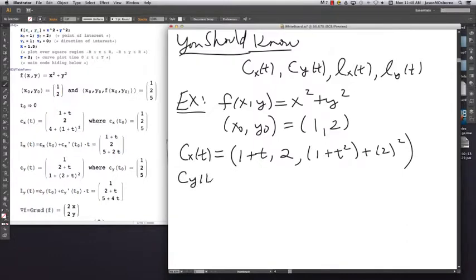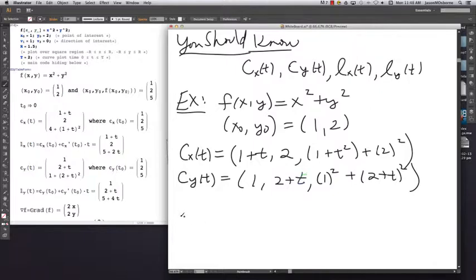Your curve in the y direction goes through the point 1, 2 plus t, and then you'll get 1 squared plus 2 plus t squared. So there are your curves in the x and y direction. If you compute them out, you can see the answers right here. Cx of t, if you expand it out, you should get this function here.